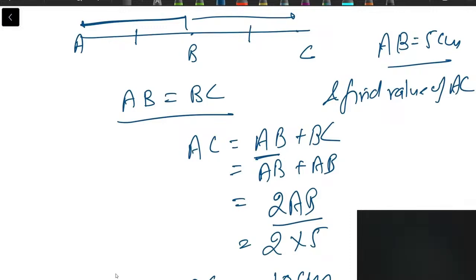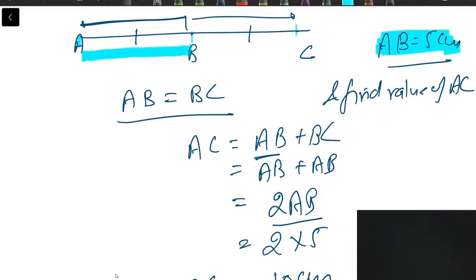Okay. Let's repeat it again. We will have 2 points. This is point A and this is point B and this point C. The distance between point A and B is given here as 5 centimeter.